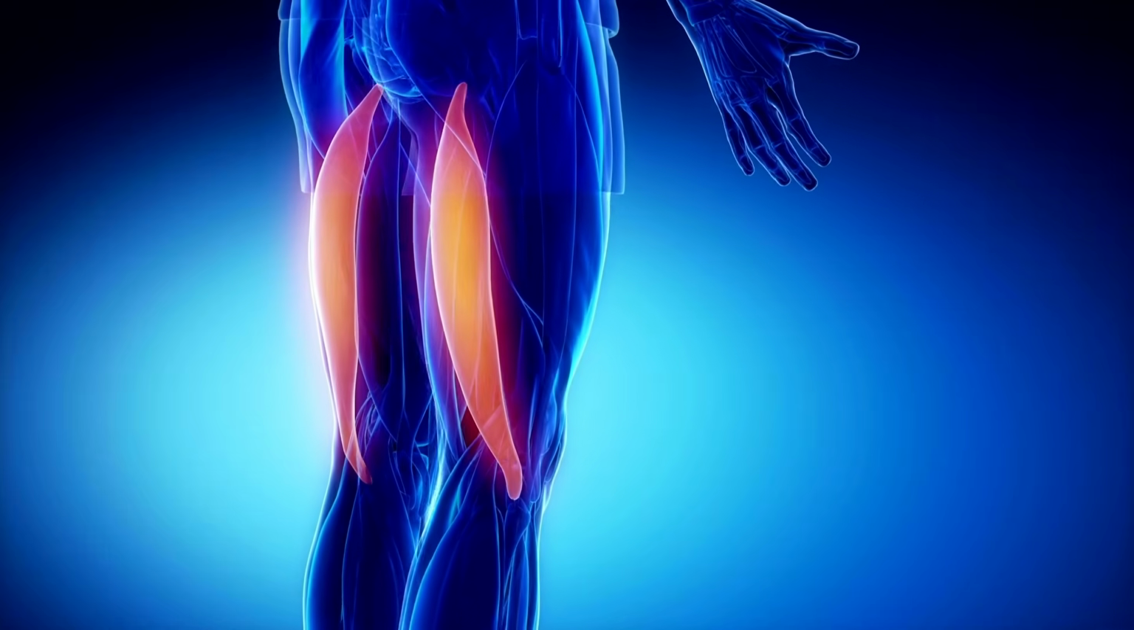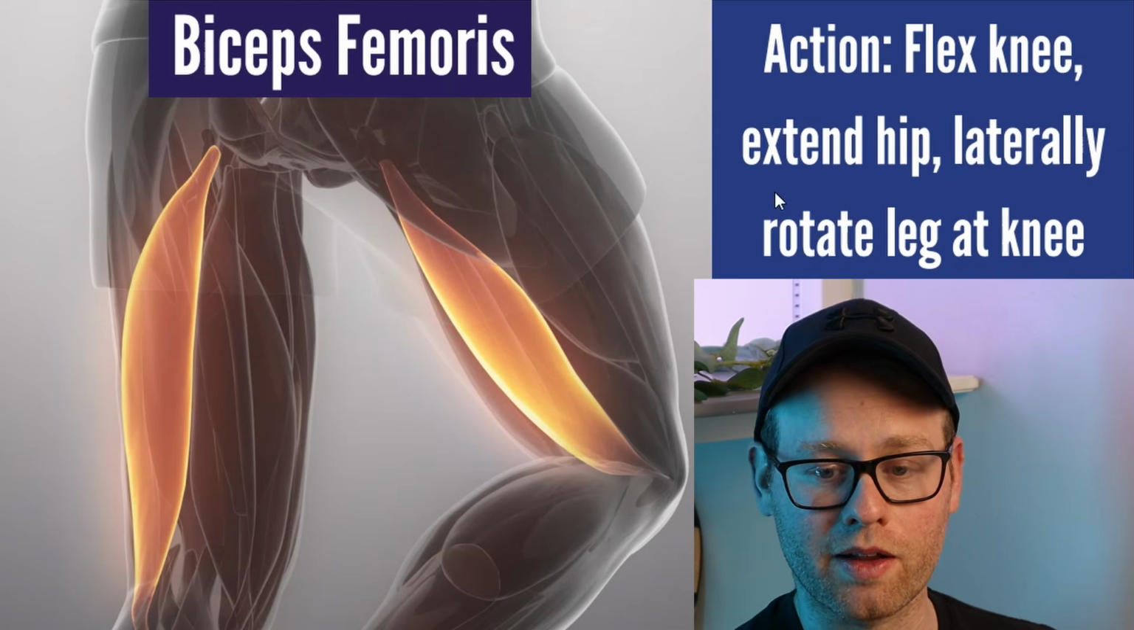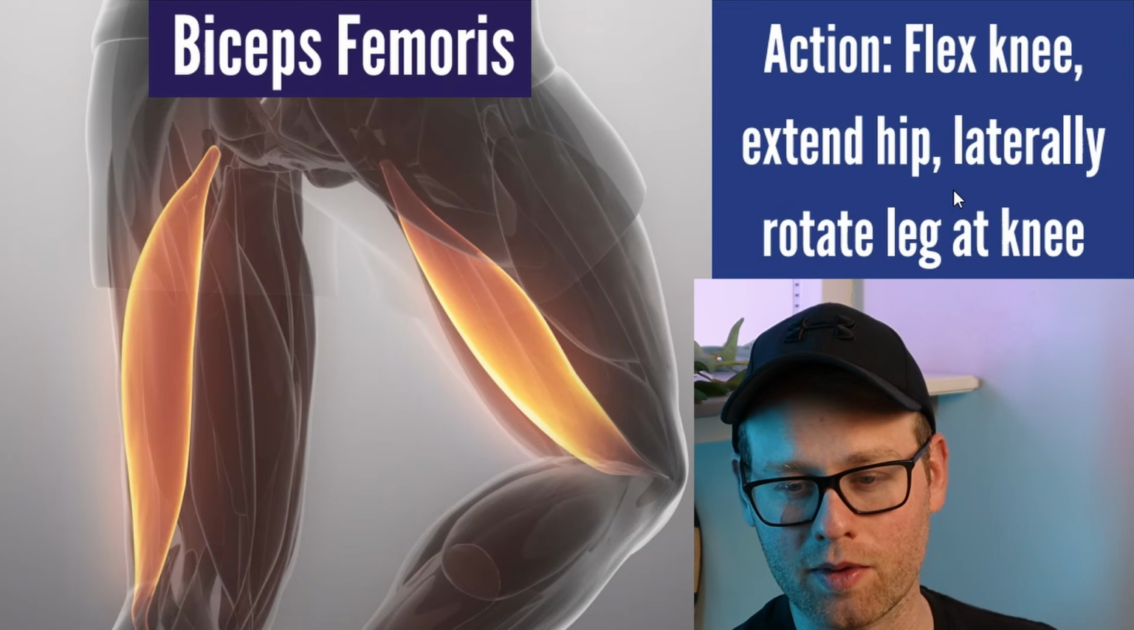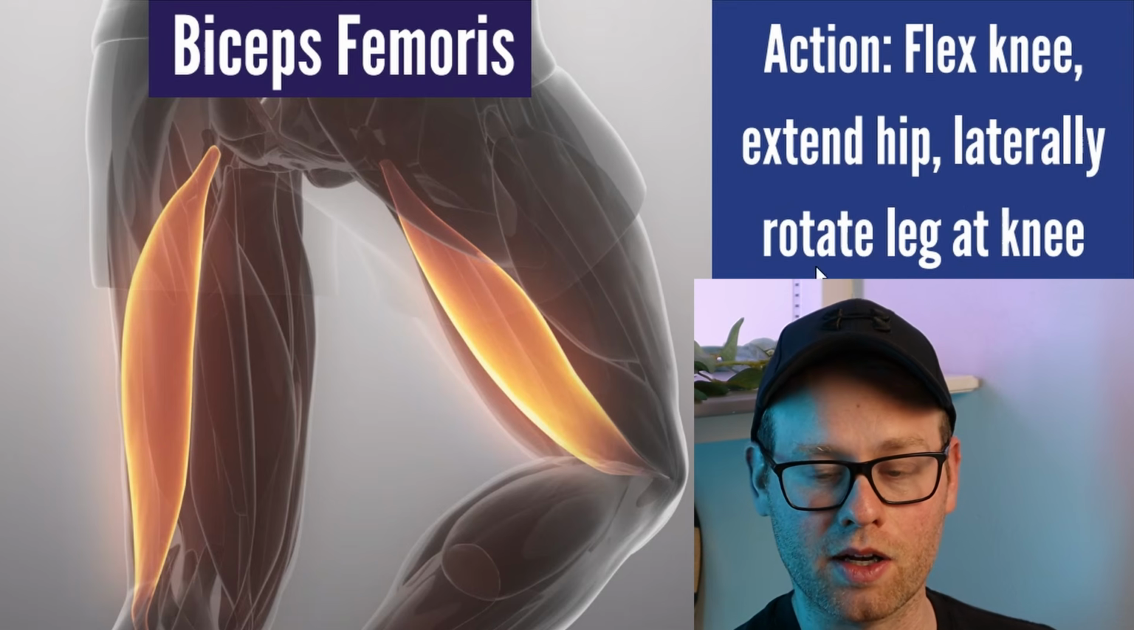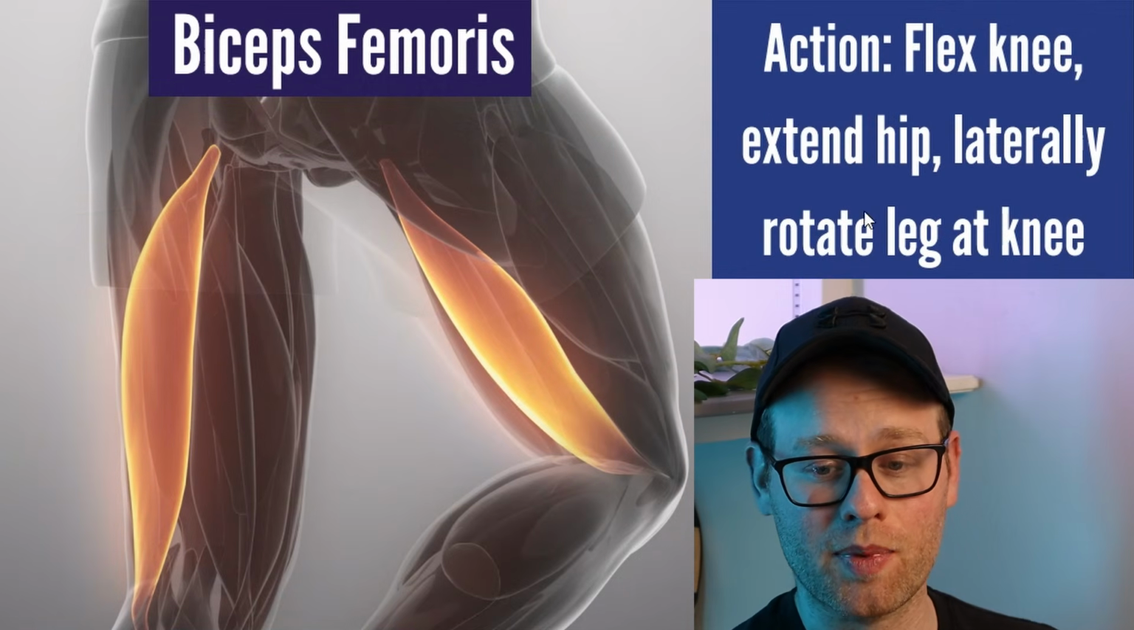Next up, the third and final hamstring muscle, biceps femoris. So we're mostly looking at the same muscle actions as before. We still have knee flexion, we still have hip extension. This time though, we're looking at lateral rotation of the leg at the knee. Just like before though, when you think about hamstrings, I want you to think about knee flexion and hip extension.